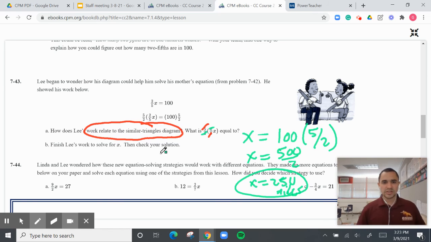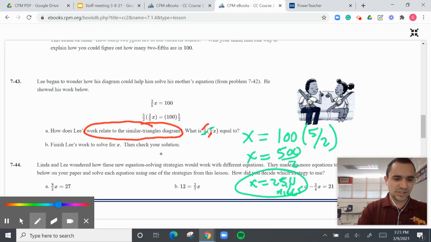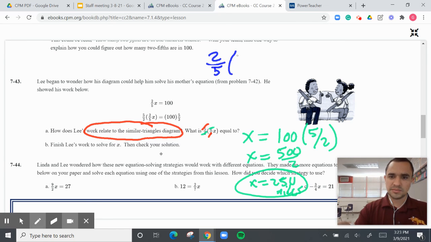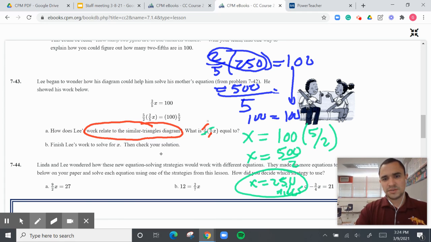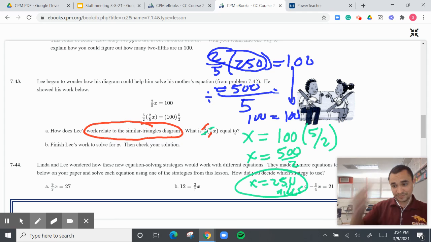And then we check our solution. So we're going to plug this back into our original equation. So 2/5 times 250 equals 100. Well, that's going to be 500 on top with a 5 at the bottom. That's going to equal 100 equals 100. So 2 times 250 equals 500. 500 divided by 5 is going to be 100. So that's it. All right.